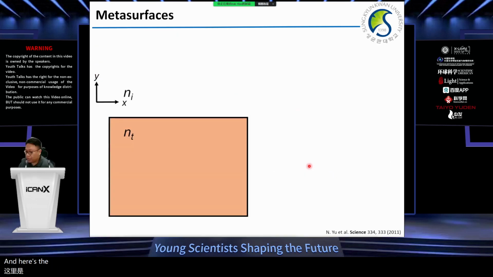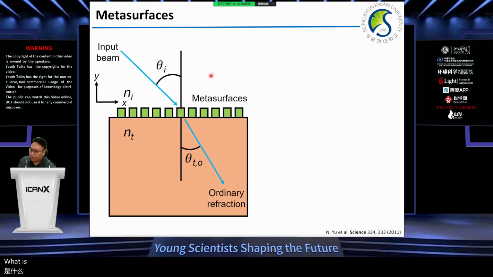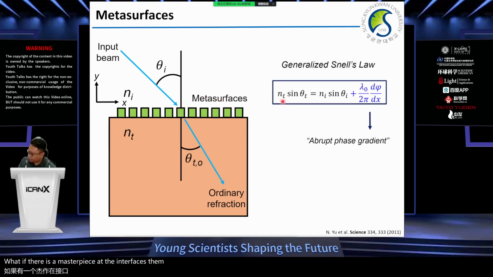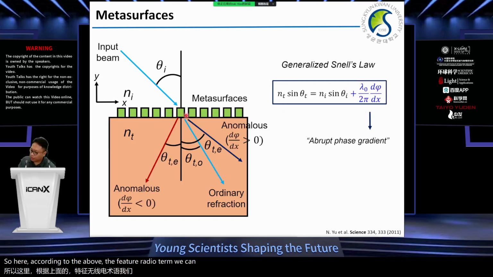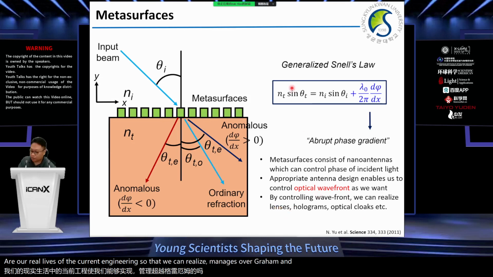And here's the basic principle of metasurfaces. Let's consider we have two different media, and light is illuminated at the interface. Then light will be bent according to Snell's law. But what if there is a metasurface at the interface? Then light will be bent according to the generalized Snell's law. Here, according to the abrupt phase gradient term, we can realize anomalous reflection. Through this concept, we are able to realize optical wavefront engineering so that we can realize lenses, holograms, optical cloaks, and so on.